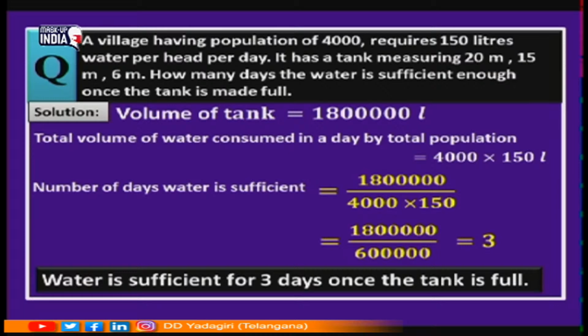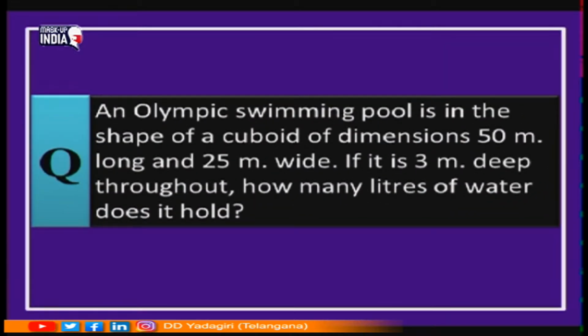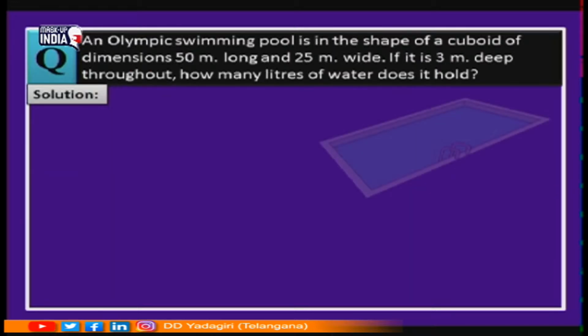Let us move on to the next problem, that is, an Olympic swimming pool is in the shape of a cuboid of dimensions 50 meters long and 25 meters wide. If it is 3 meters deep throughout, how many liters of water does it hold? Let us start with the solution, children. So, here what is given?